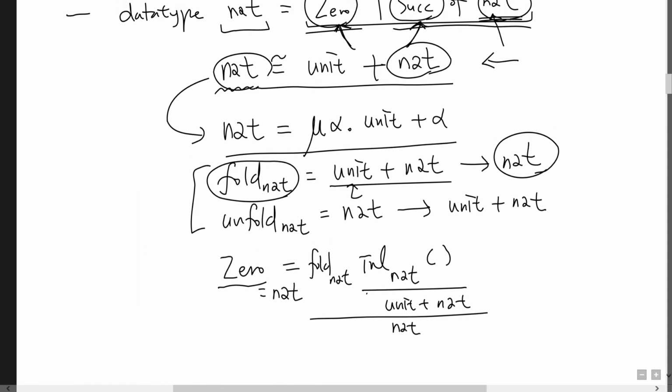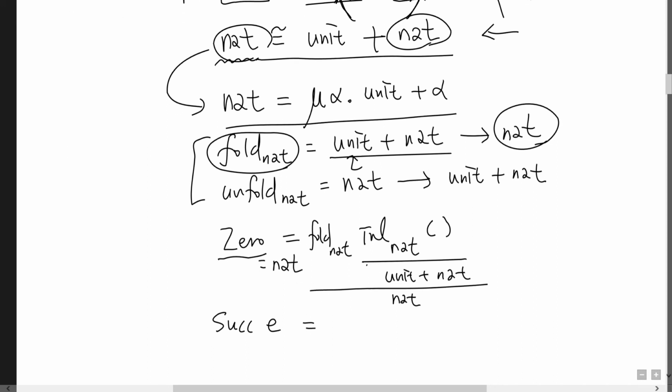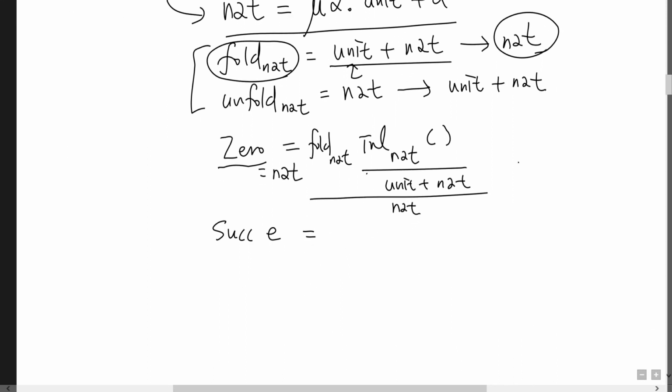What about the successor of an expression E? So this time, this expression E has a type NAT, and the whole expression also has a type NAT.